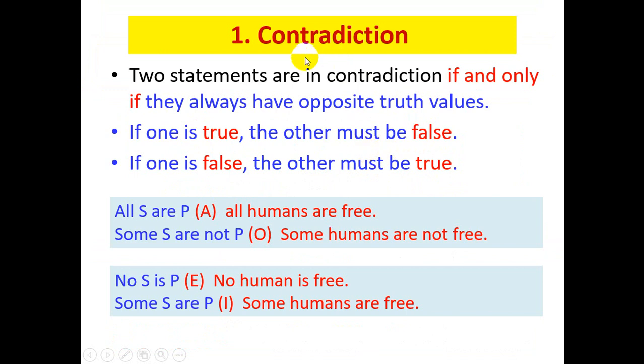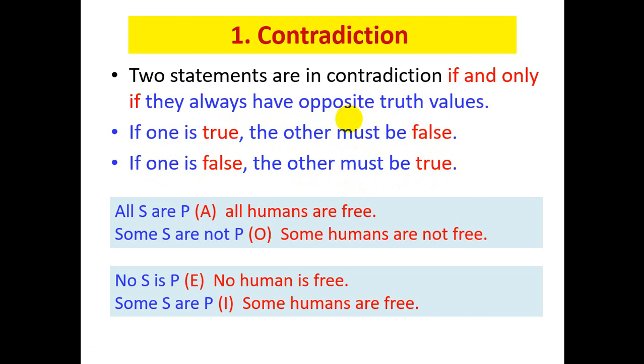The first one is contradiction. Two statements are in contradiction if and only if they always have opposite truth values. What does that mean? It means that if proposition 1 is true, the other must be false, and if the other is false, the first must be true. So they are contradictory to each other.